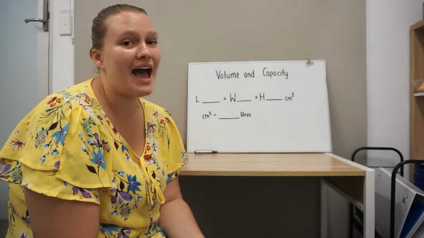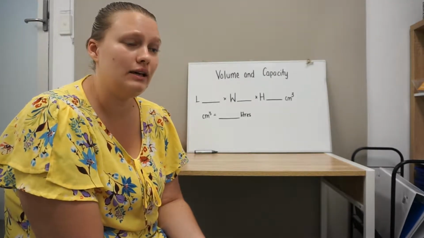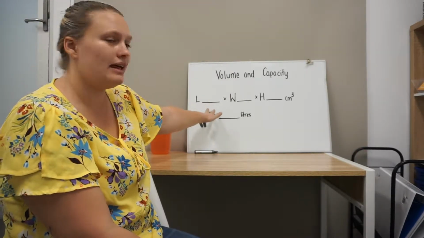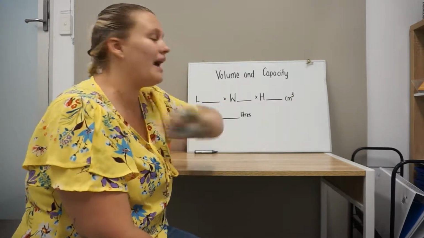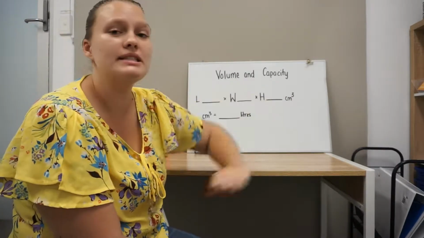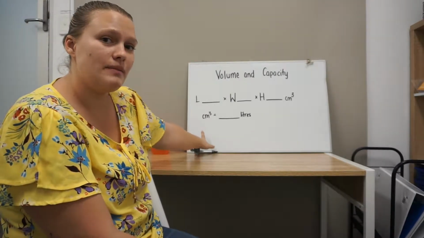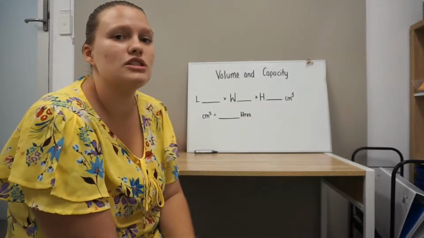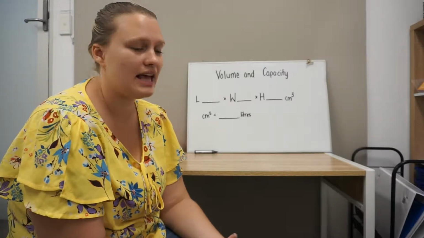To measure the capacity of a container or a volume of liquid, we need to use this formula: length times width times height, and that equals cubed centimetres. So the cubed centimetres, we can convert it into litres or millilitres, depending on the size of the container.